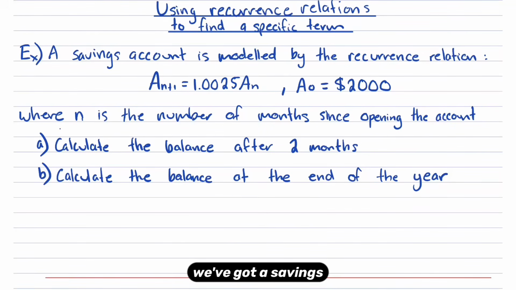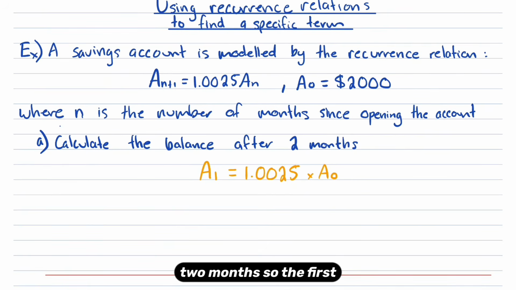So for this question, we've got a savings account modeled by a recurrence relation, where n is the number of months since opening the account. And for part A, we need to find the balance after 2 months. So the first thing we're going to have to do is find A1 by using our recurrence relation.